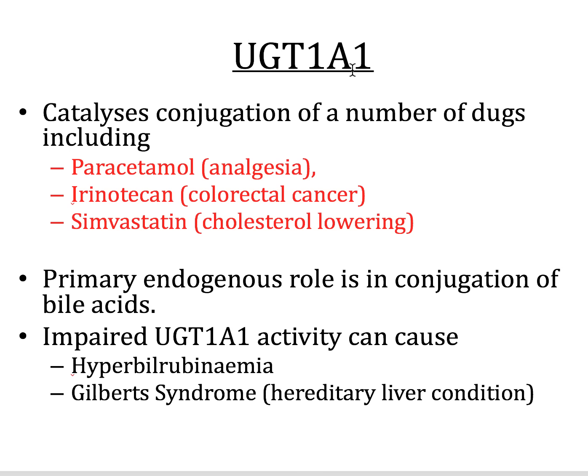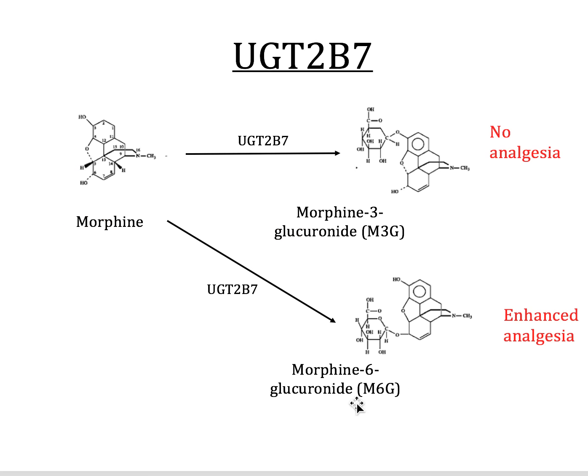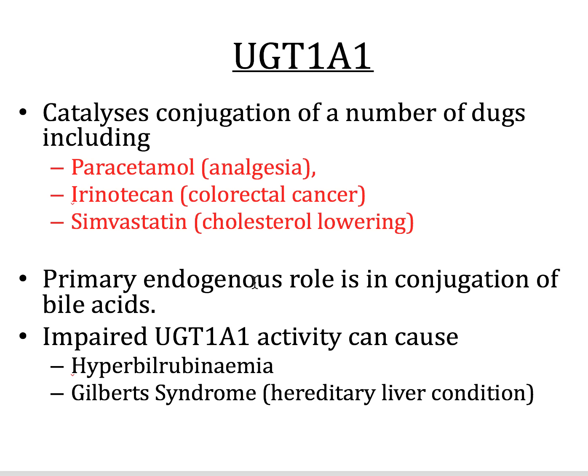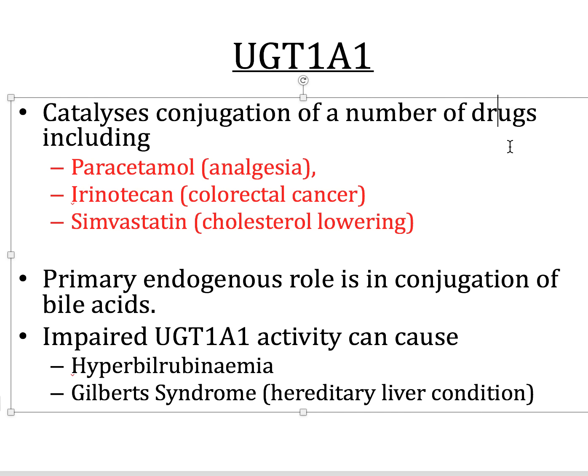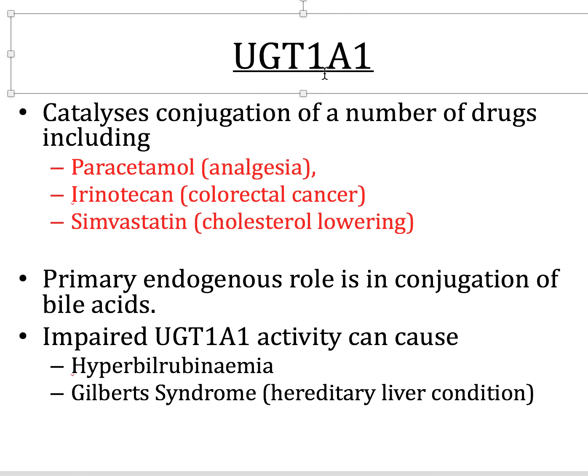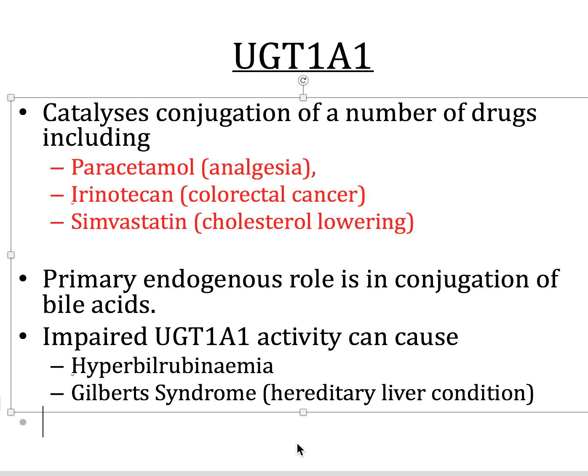Now, UGT1A1. One key thing is 2B7 is involved with morphine, right? Now, 1A1 is the different one, and this one's thought to be involved with paracetamol, so conversion of paracetamol, irinotecan, which is used in colorectal cancer, and simvastatin, so that's a statin, a cholesterol lowering drug. These are all thought to be involved with the enzyme UGT1A1, right? And yep, so if we move on.